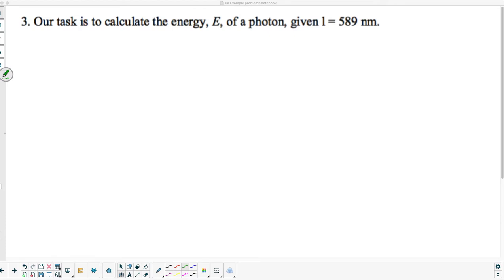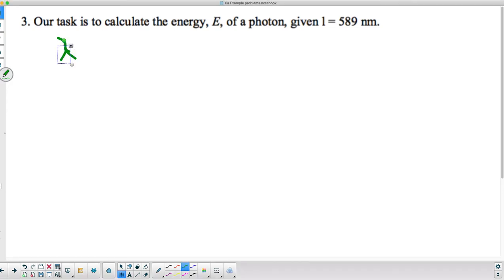This is numbers 3 and 4 for the example problems. Our task is to calculate the energy, E, of a photon, given that lambda equals 589. The lambda stands for wavelength. You know from my last set of problems that whenever we have a problem like this, I'm going to change my wavelength from 589 nanometers to 589 times 10 to the negative 9th meters.